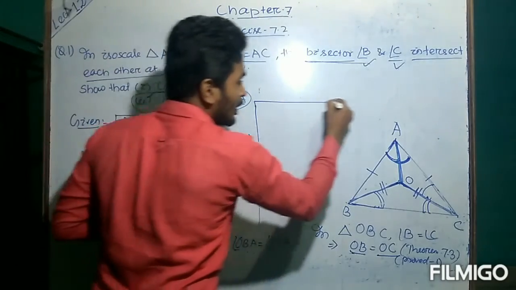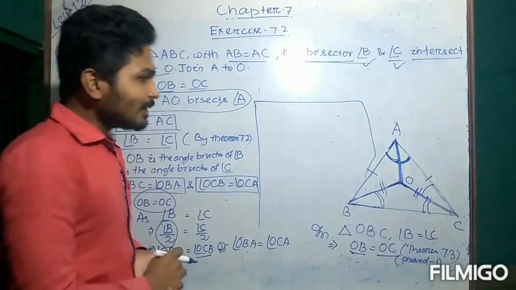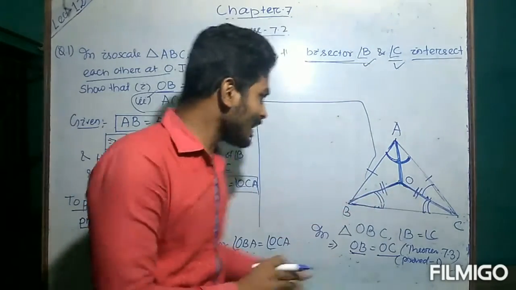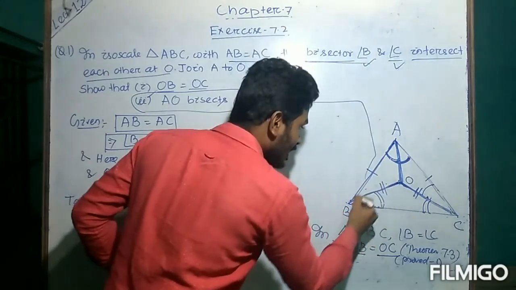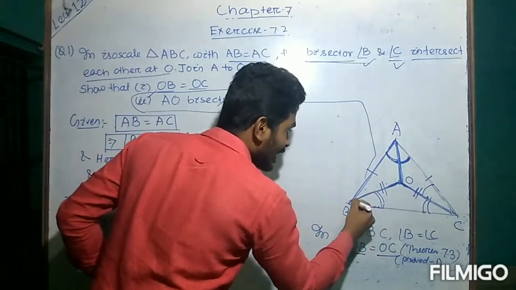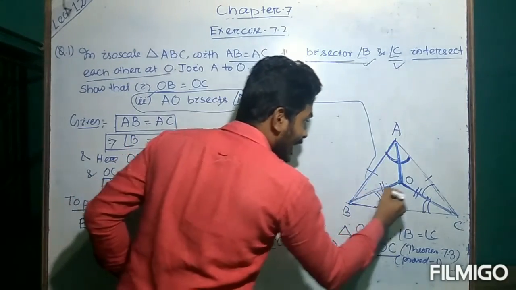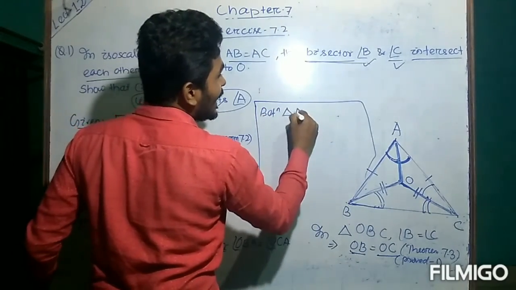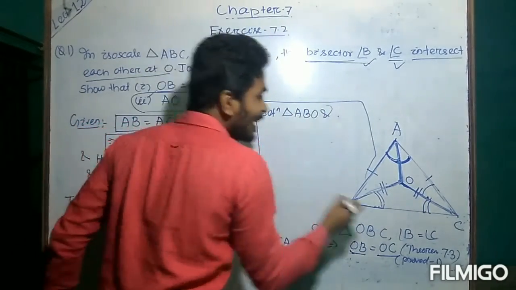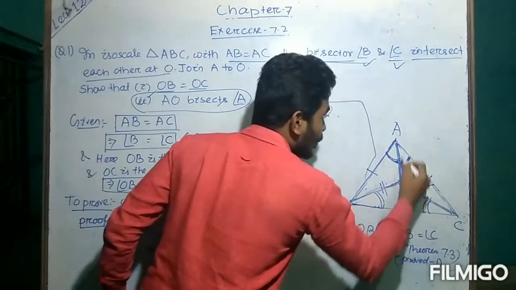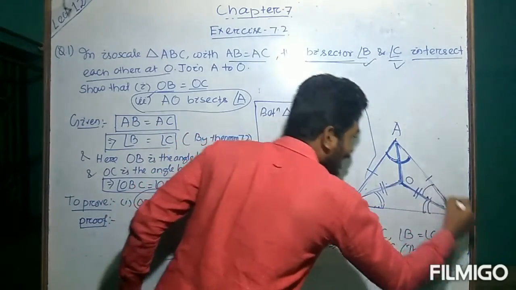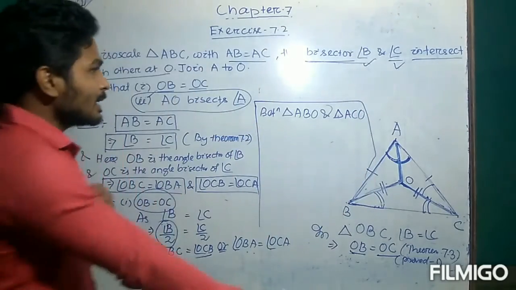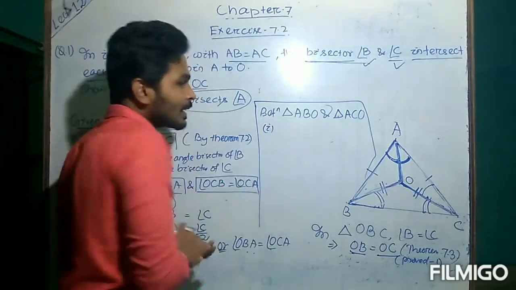Okay. So how can we prove it? For this, we have to compare these two triangles. Which triangle? We have to compare the triangle ABO. Which triangle? Read my hand. ABO. So between triangle ABO and which triangle? ACO. This triangle, triangle ACO. Okay. So what are the conditions here?